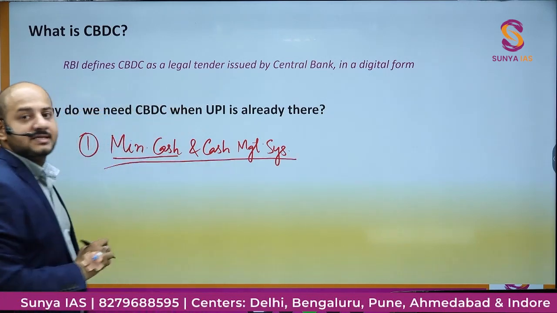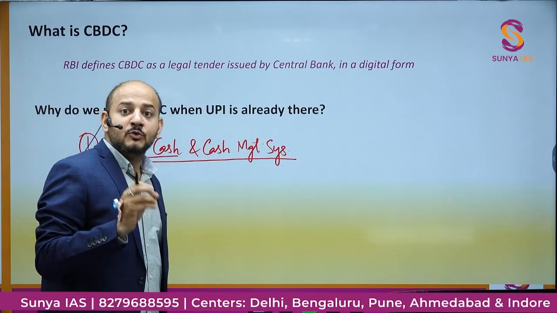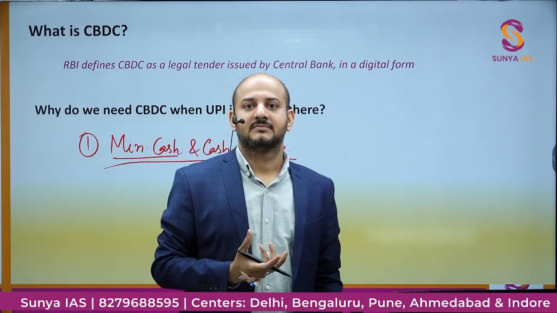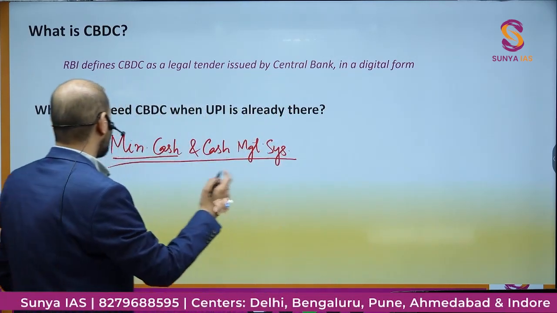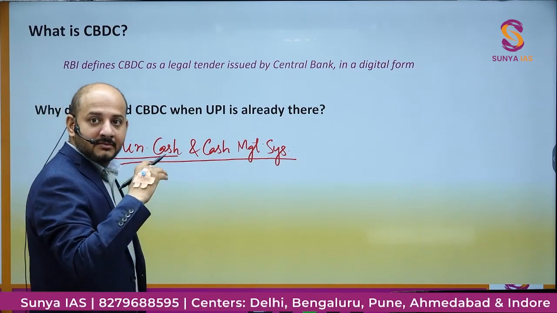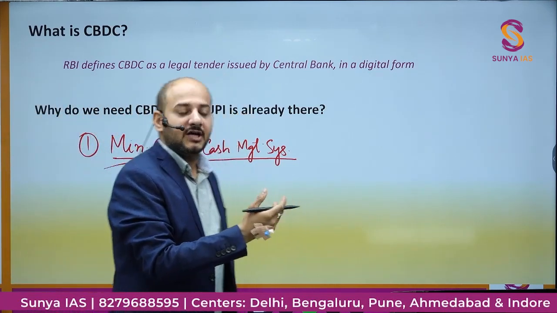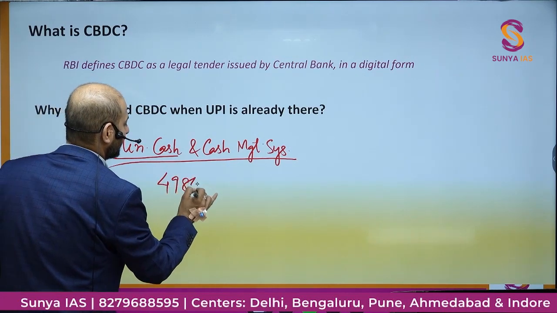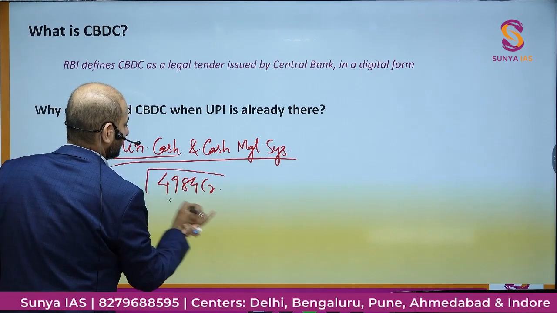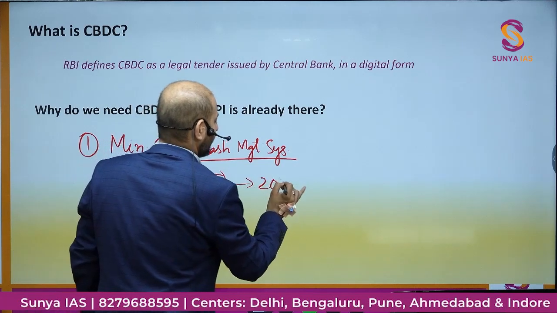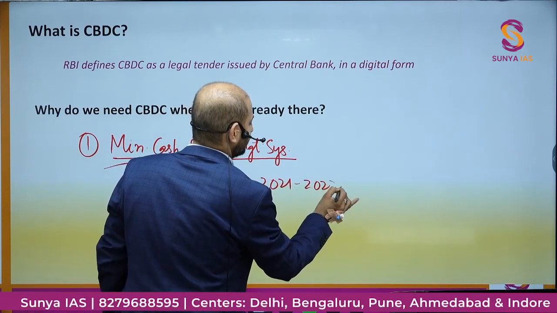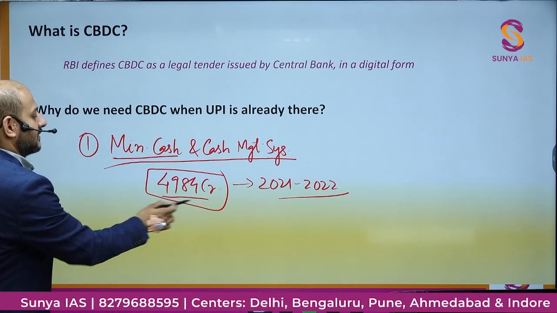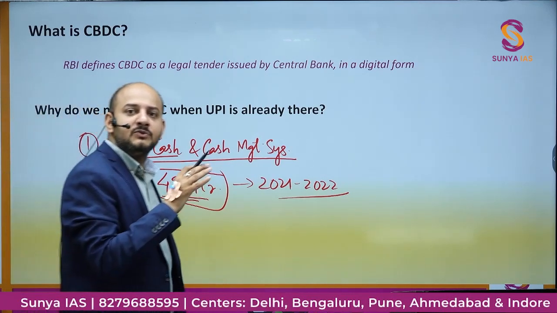RBI recognizes that still the most preferred form of day-to-day transaction is cash. The total cost of printing, transferring, storing, and handling of the cash cost around 4,984 crore rupees in the year 2021-2022 to the RBI, which is a huge amount. Therefore, we want to reduce this cash.